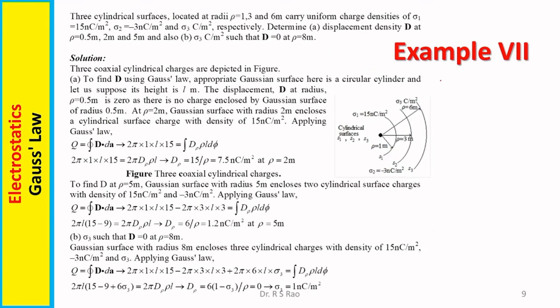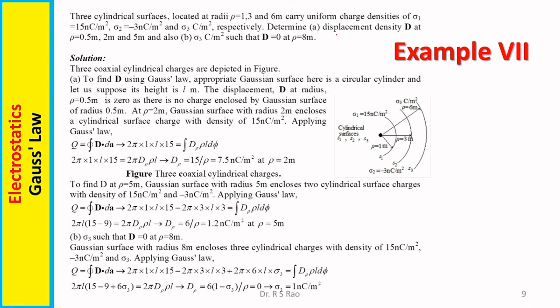Three cylindrical surfaces located at rho equal to 1, 3 and 6 meters carry uniform charge densities of sigma 1 equal to 15 nanocoulombs per meter square, sigma 2 equal to minus 3 nanocoulombs per meter square, and sigma 3 coulombs per meter square. He simply mentioned without giving the sigma 3 value. Determine displacement density D at rho equal to 0.5 meter, 2 meter and 5 meter, and also sigma 3 such that D equal to 0 at rho equal to 8 meters. Radial distance is 8 meters.